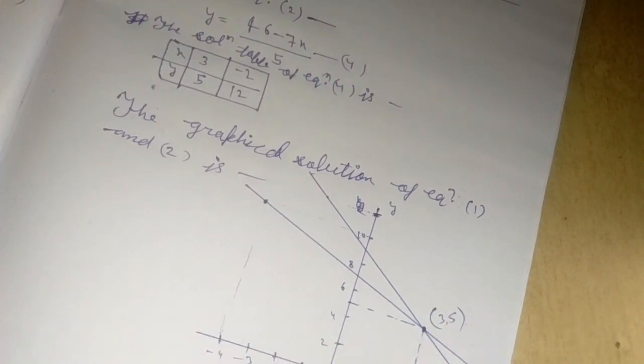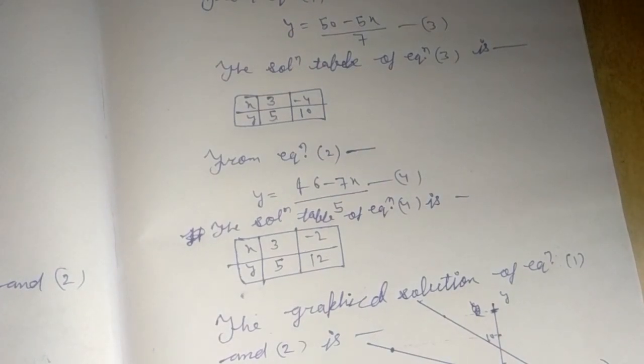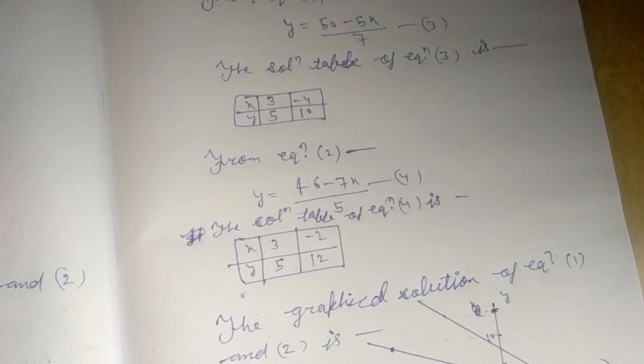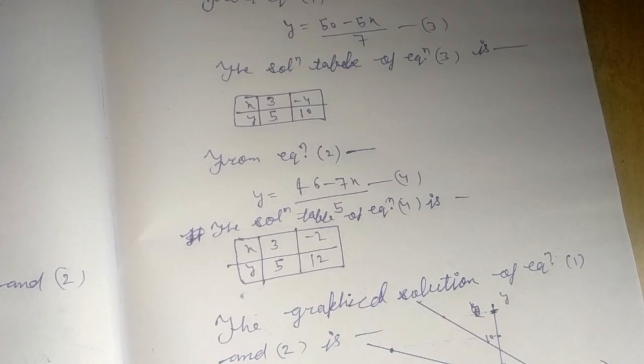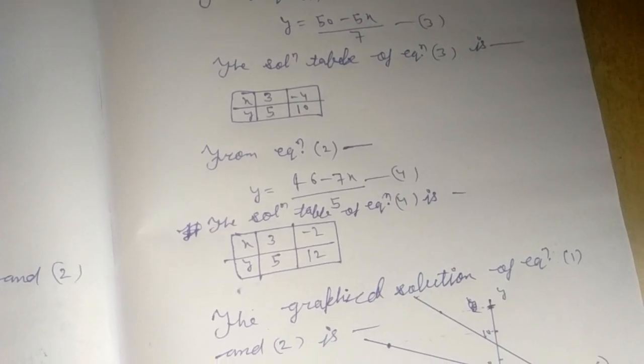Okay, so our answer is, we write here: cost of 1 pen equal to 5 rupees, and also cost of 1 pencil equal to 3 rupees.